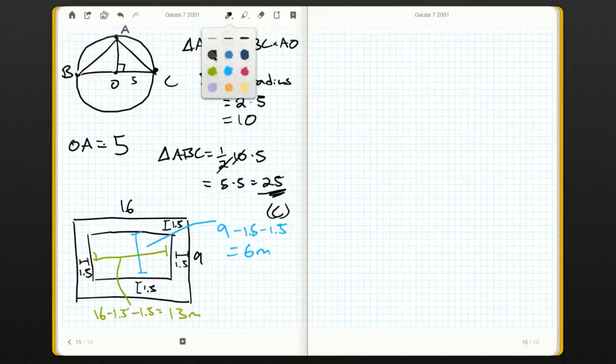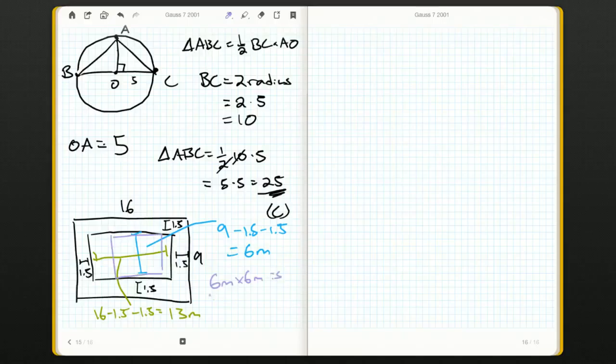But we want a square ad placed in here. So we can't have a nice rectangular ad, we gotta have a square ad. And so our limiting factor is, at best, it could be 6 meters high. At best, it could be 6 meters high. So 6 meters by 6 meters, that gives us 36 meters squared.